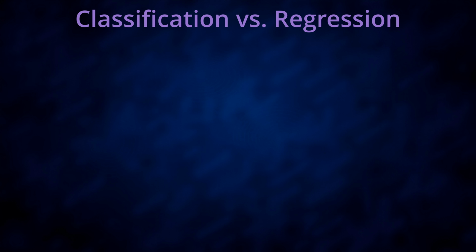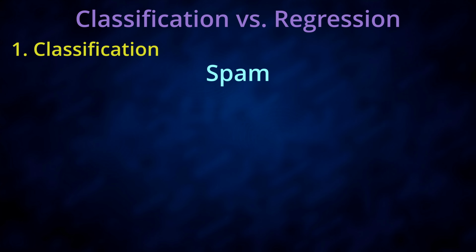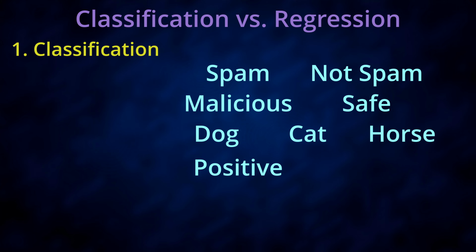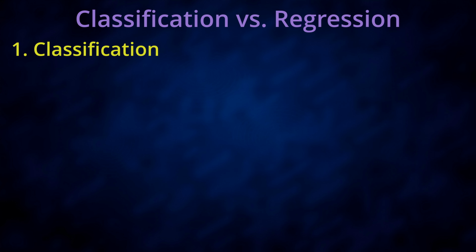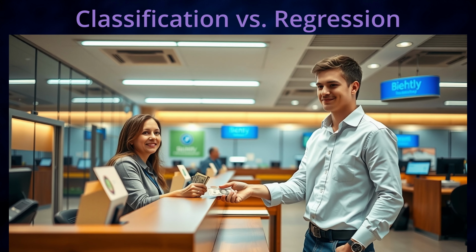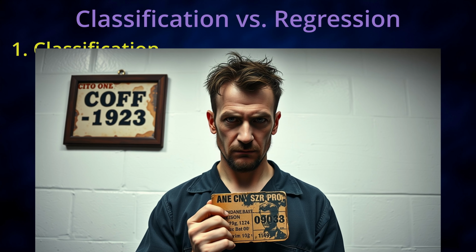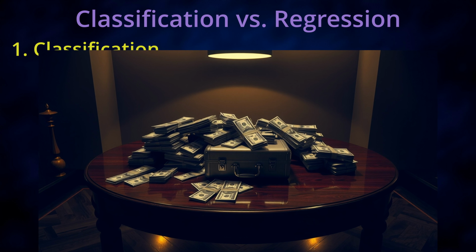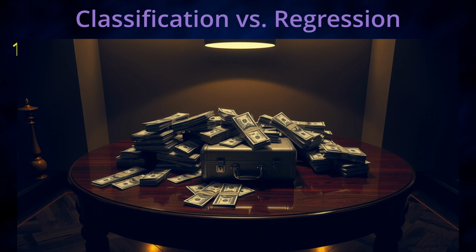Classification versus regression, the two pillars. Classification predicts categories. Examples: spam, not spam; malicious, safe; dog, cat, horse; positive, negative review. Real-world example: a bank preventing fraud. Input: transaction details. Output: fraud or not fraud. The model learns patterns like unusual locations, sudden large withdrawals, etc.